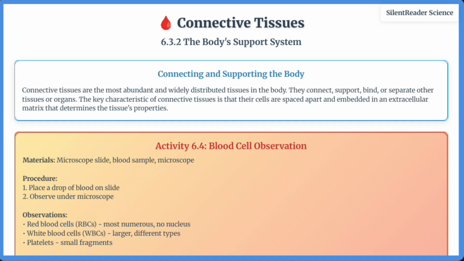Specialized types include ligaments connecting bones, tendons connecting muscles to bones, and adipose tissue storing fat. Observing blood under a microscope reveals the different blood cells suspended in plasma.